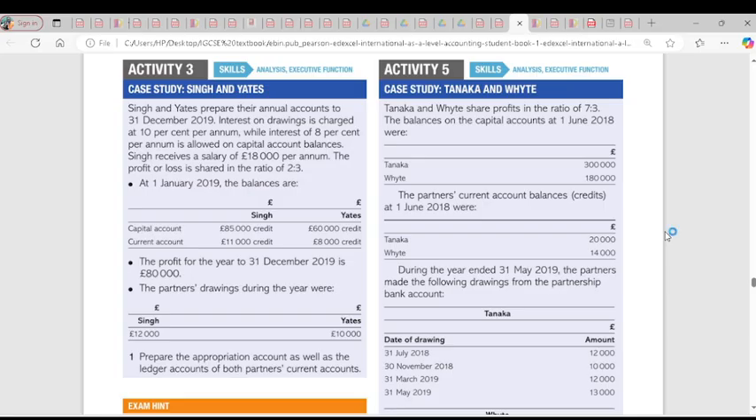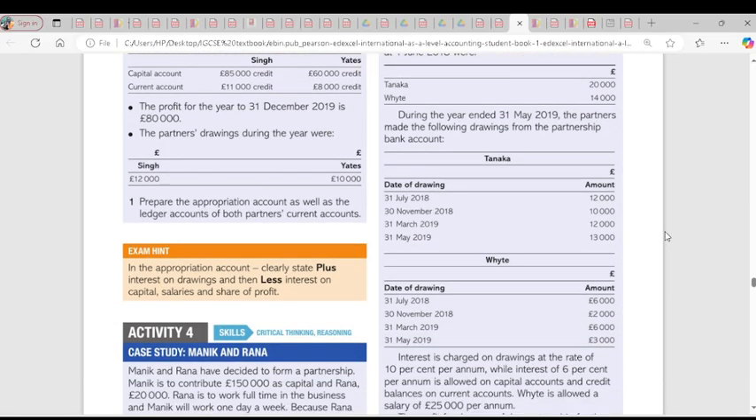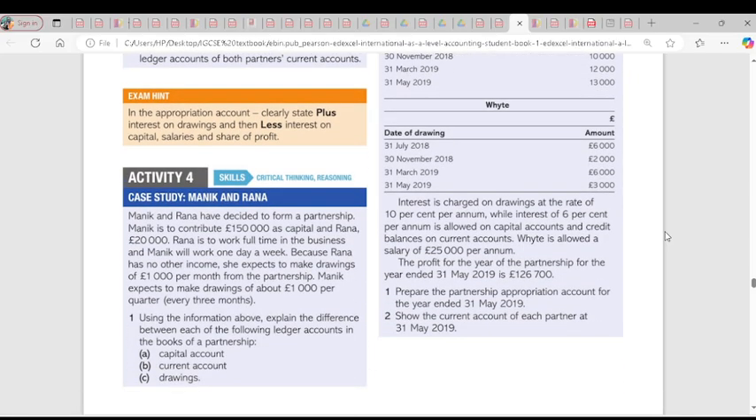The balance on the capital account is written. We have the balance on our capital account: for Tanaka, 300,000, for White, 180,000. We have the current account balance: for Tanaka, 20,000, for White, 14,000. So the first thing we have to do here is to prepare the interest on capital and the interest on current accounts. So we have capital account, current account. Then we have drawings. Drawings are for Tanaka, 31st of July. The drawings for Tanaka, the drawings for White, they are there. So the additional information: interest is charged on drawings at the rate of 10%, and salary for White.